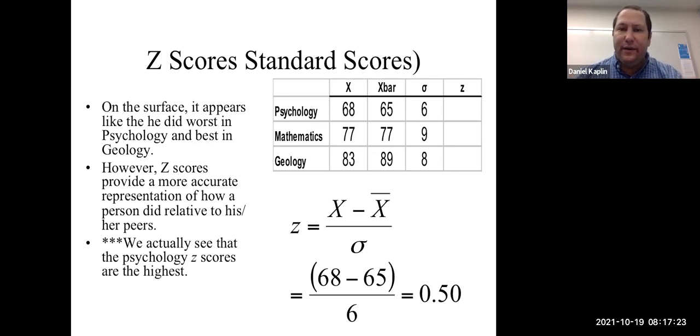So why am I telling you this? Because when we think of z-scores, it gives you a more accurate portrayal or representation of how a person did relative to their peers. And that's the point. Looking at a raw score, whether it's a mean or a standard deviation or an individual score, in and of itself is meaningless unless we can compare an individual relative to their group.